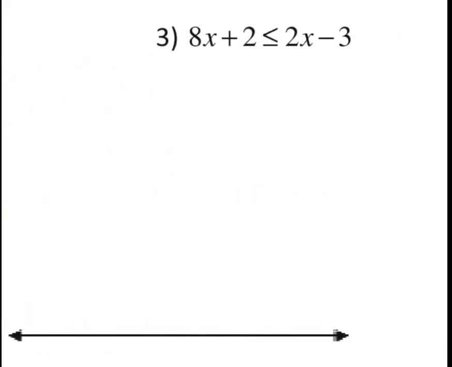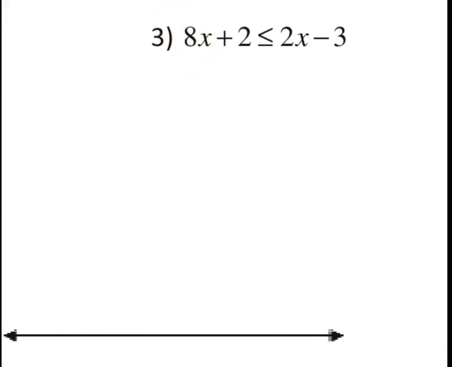Okay, let's go to number 3. We got variables on both sides. So I'm going to start on the right-hand side with the variable. Do the opposite, so I'm going to subtract 2x on both sides. I'm also going to take care of the number on this side. So it's +2, so I'm going to subtract 2 on both sides.